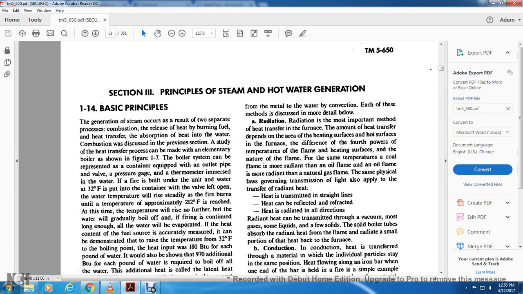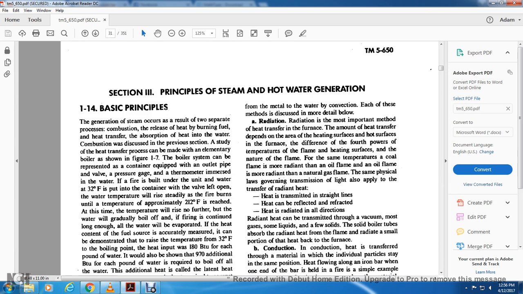The boiler system can be represented by a container equipped with an outlet pipe with a valve, a pressure gauge, and a thermometer immersed in water. A fire is built up under the unit with the water at 32 degrees Fahrenheit. With the valve left open, the water temperature rises steadily as the fire burns until a temperature of approximately 200 degrees Fahrenheit is reached.